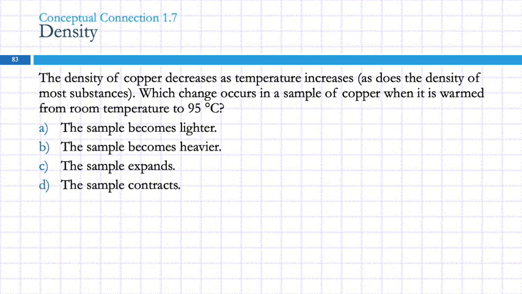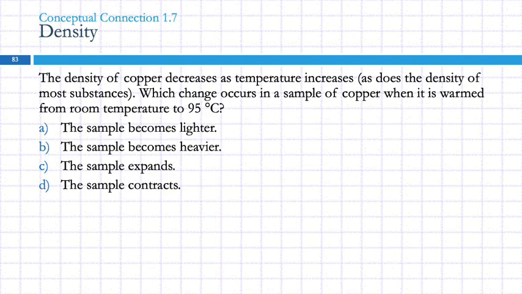Another question. The density of copper decreases as the temperature increases. This happens for most substances. Which change occurs in a sample of copper when it is warmed from room temperature to 95 degrees Celsius? Does the sample become lighter when you change the temperature? Does the mass change? No, the mass doesn't change with temperature. Does it become heavier? No, if it can't become lighter, it can't become heavier either.